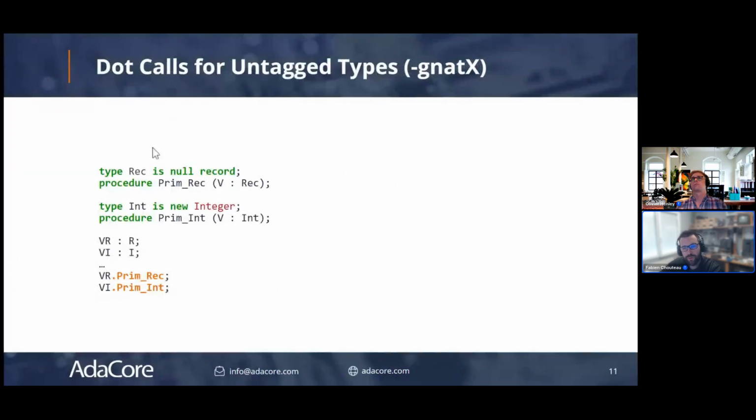Dot calls for untagged types. In Ada, if you want to use the dot notation, so object dot subprogram, this is today only available for tagged types, and sometimes people just declare a type as a tagged type just to have this notation. So in GNATX, you can actually have this notation for every type.